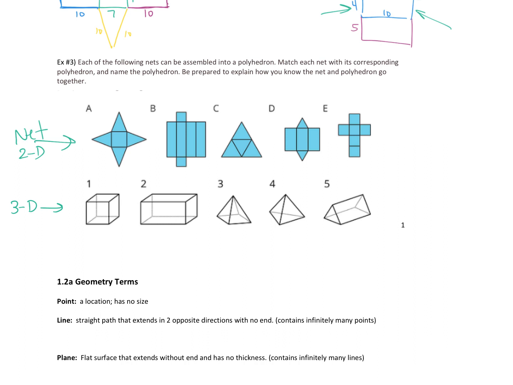All right, what did we get? Number 1 is what letter? E. 1 is E, correct. Notice 6 squares makes a cube, right?